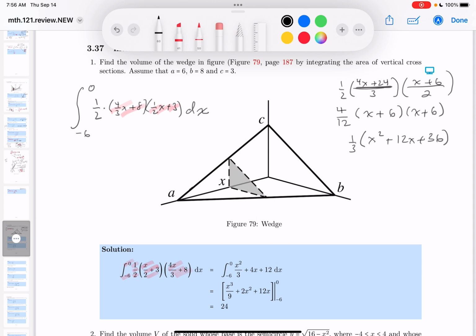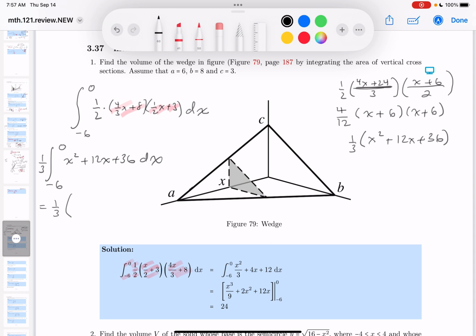All right, let's take a look at that and see what we have. I'll write this over here. I'm going to pull the 1/3 out. This is minus 6 to 0. And this is going to be x squared plus 12x plus 36 dx. All right, I've got to go through the antiderivative over here. And put this one down. It's going to be 1/3.